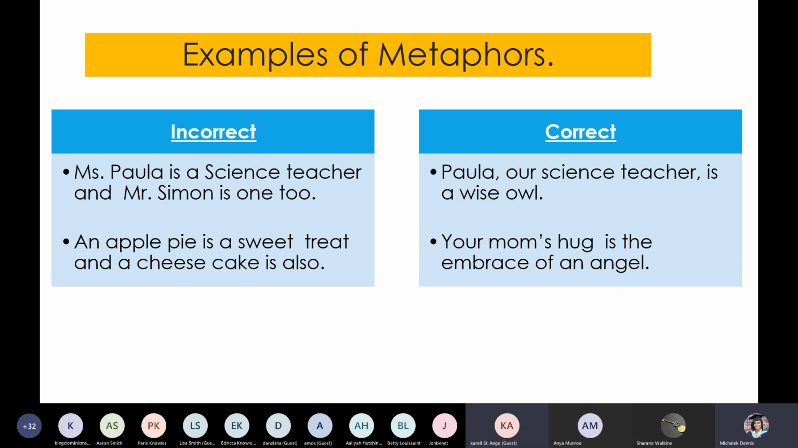Okay, so let's look at the incorrect and the correct way to write a metaphor. The incorrect way would be: Miss Paula is a science teacher and Mr. Simon is too. Incorrect. We could say both, literally, they can be science teachers, right? All right, so let's look at the correct way. Paula, our science teacher, is a wise owl. Your mom's hug is the embrace of an angel.